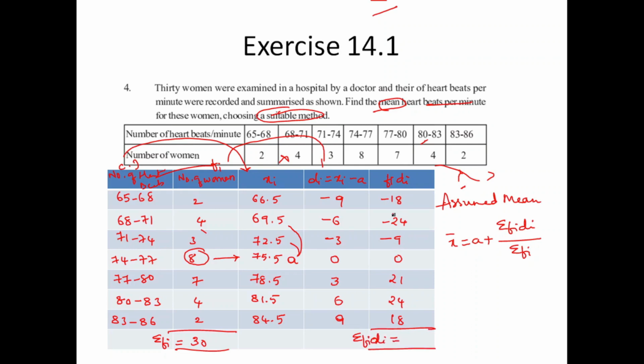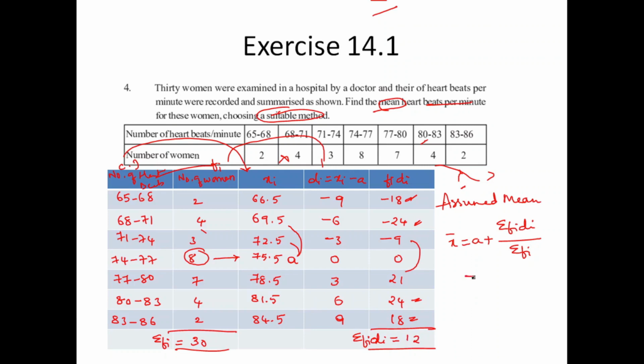So when I'm adding this, this negative number and this number cancel out. This one and this one are also removed. So we are left with only these two: 21 minus 9, 12. Right?